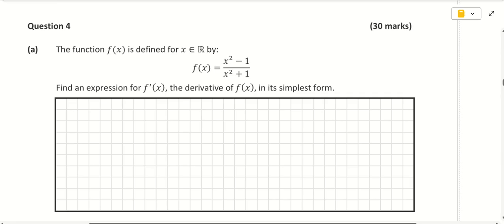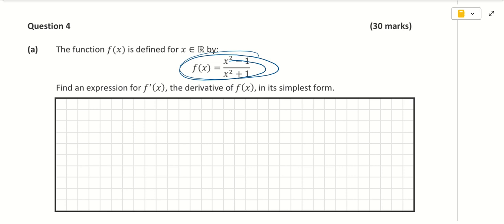So this is a calculus question. We've got a function and we've got it as a fraction. As soon as you see a fraction in a calculus question, so f prime of x, the derivative of f(x), this means you're going to need the quotient rule for this question. So we will work with that now.